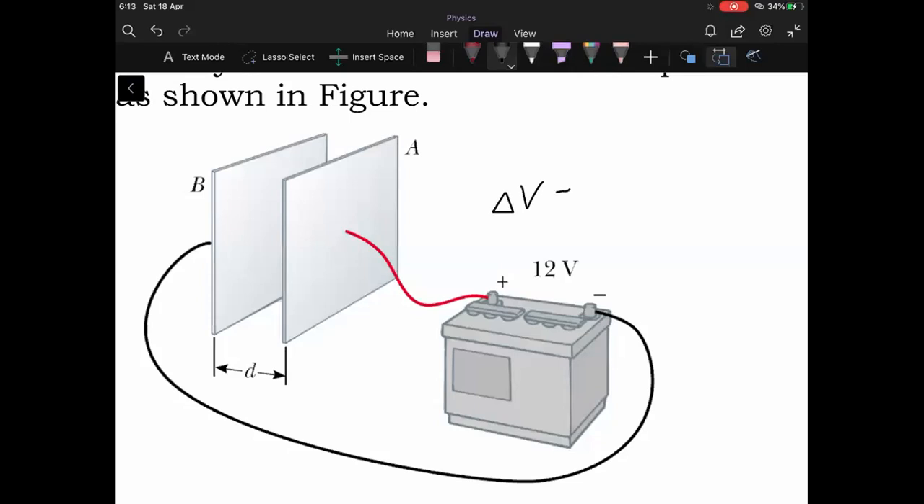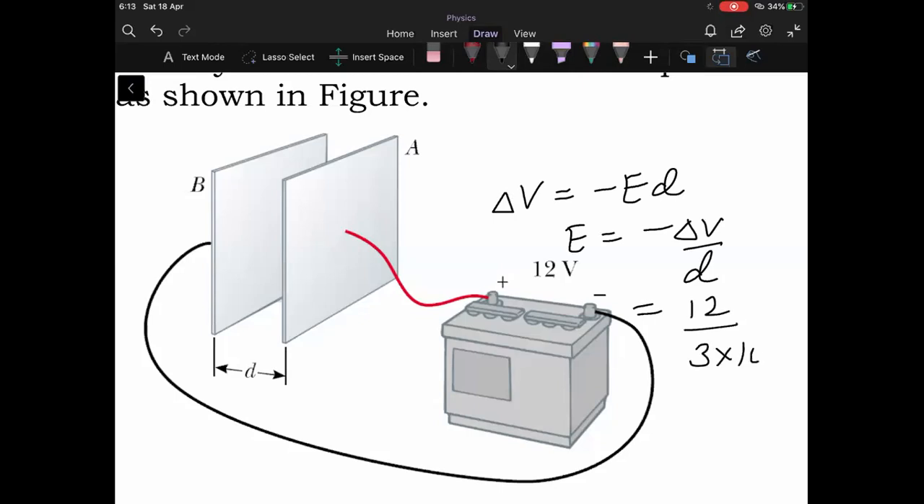Delta V is equal to minus E D, right? So what is E? E is minus of delta V by D in this case. So what is the potential difference across the two plates? 2 volt. What is the distance between the two plates? 3 into 10 to the power minus 3 meters.